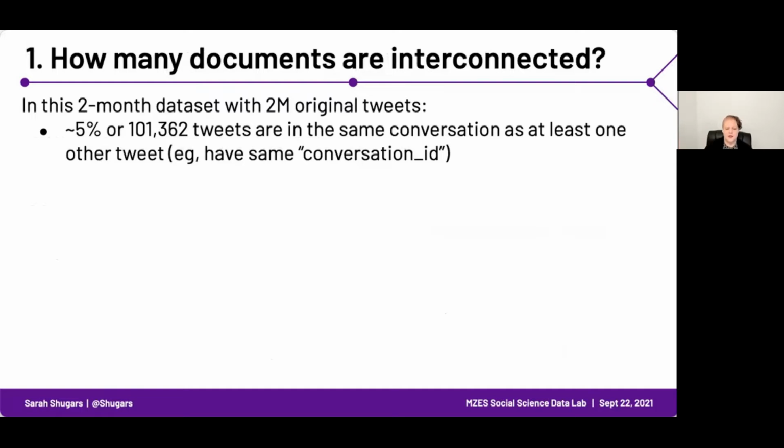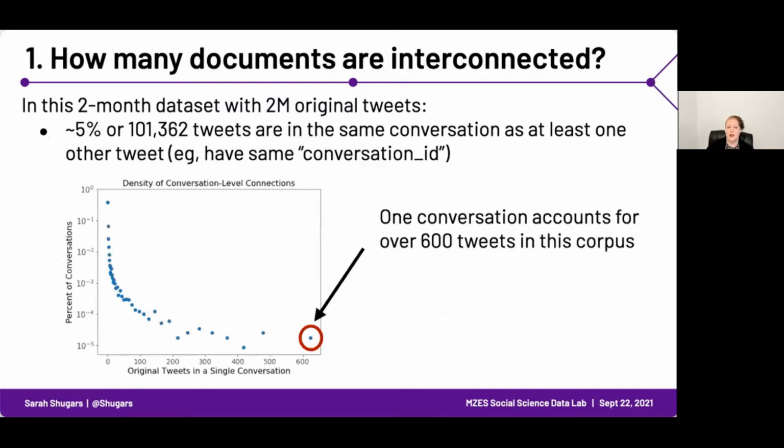So just to give you a sense of how big of a problem this might be, in this 2-month data set, we have about 2 million tweets here, and about 5% of those tweets are in the same conversation as at least one other tweet. Twitter recently released an academic track to their API, so this is using that, and there's now a conversation feature where you can retrieve all the tweets using a conversation ID. Overall, it's a fairly small portion of the corpus, but at the same time, there's one conversation that accounts for 600 tweets in this original tweet corpus.